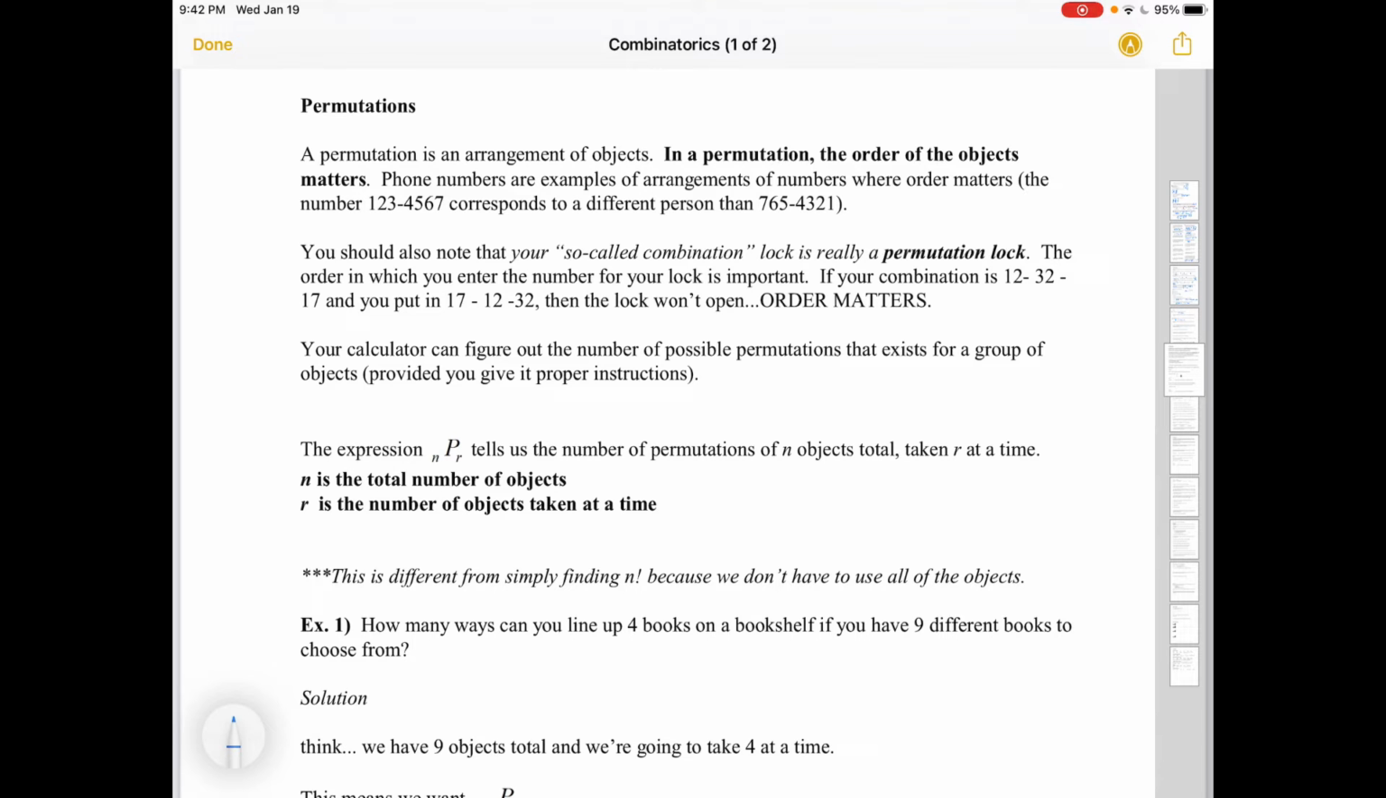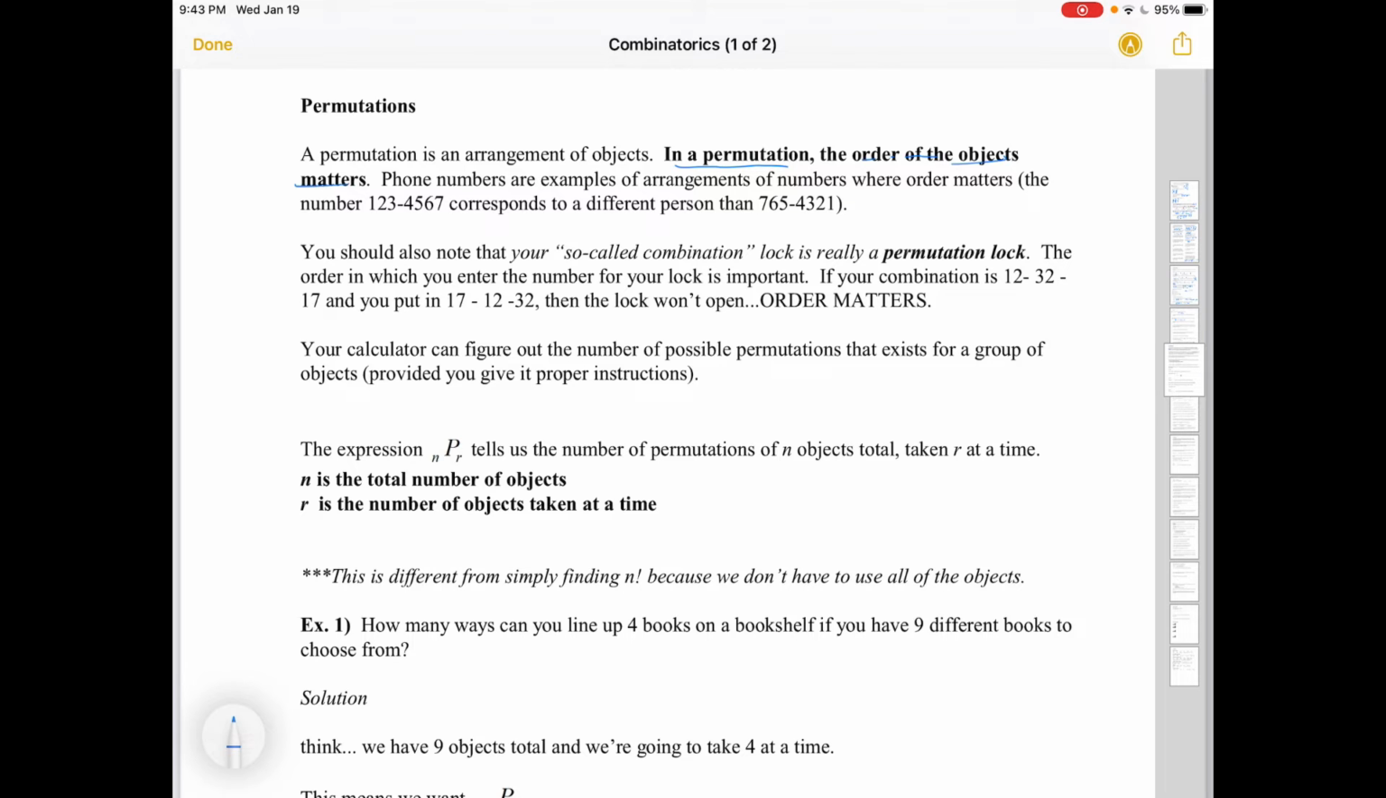Permutations. A permutation is an arrangement of objects. In a permutation, the order of the objects matters. So phone numbers are good examples of permutations. The order matters. If you dial 1, 2, 3, 4, 5, 6, 7, it corresponds to a different number than 7, 6, 5, 4, 3, 2, 1.